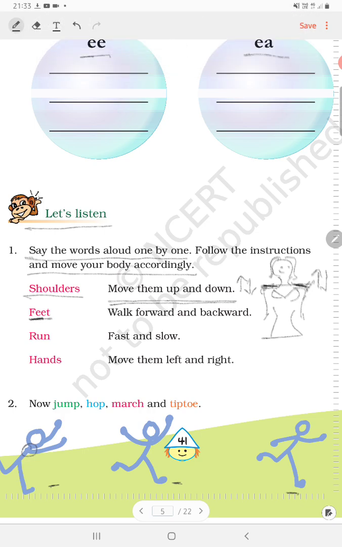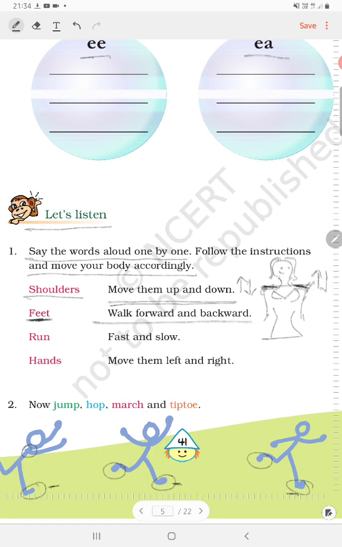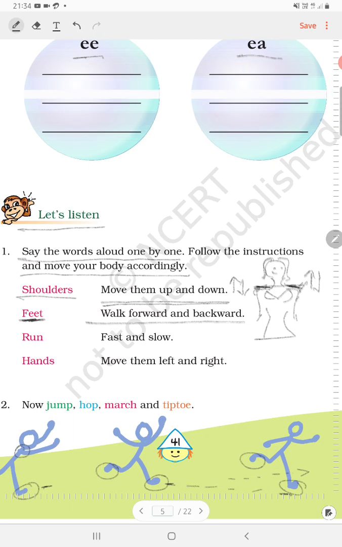Where are your feet? This, your feet, okay, your feet here. So what you have to do is walk forward and backward. You walk with your feet. What we have to do with the feet is we have to walk forward in this direction, moving ahead. This is moving in this direction. Okay, and when we walk backward, we move in the opposite direction. Walk forward and walk backwards.